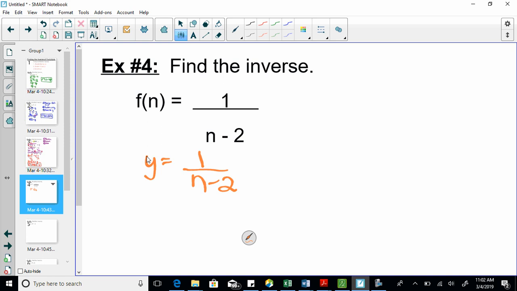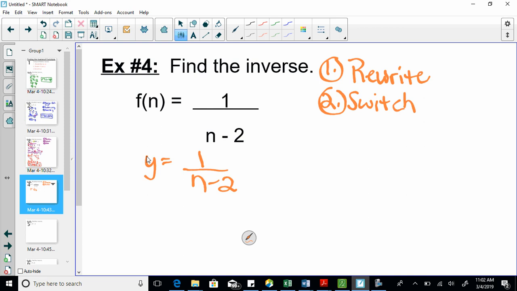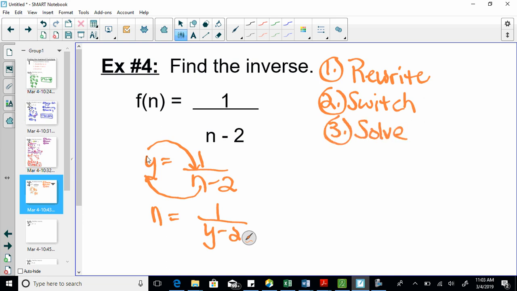Remember, the second step is to switch. In case you forget it, let's write it down. So number 1 was rewrite. Number 2 is what we're doing right now, which we are switching. Before it was x and y. This time I have n, so I'm switching n and y. So y is going to go down here, and n goes right here. So we have n equals 1 over y minus 2. And remember, the last step is to solve for y.